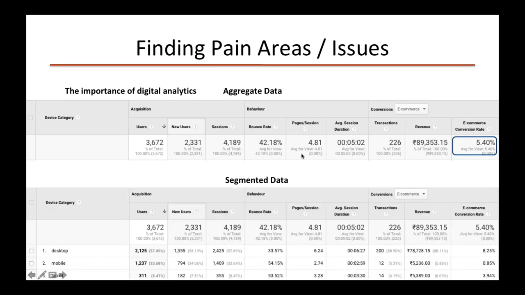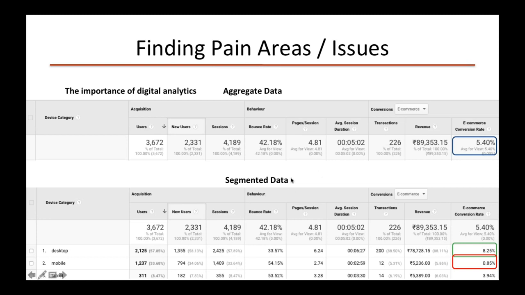This is a device category report, and I'm sure everyone knows that. So the desktop is converting. Your desktop traffic is converting at 8.25%. Then who screwed up? Okay. So it's your mobile traffic, which is converting at 0.85%. So that is why your overall conversion rate or your aggregate data is showing you 5.4%, isn't it?